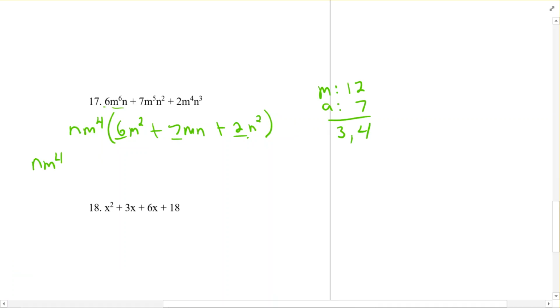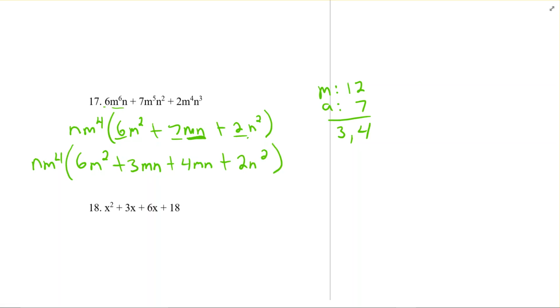This n times m to the 4. Just leave that. And we've got 6 m squared plus 3 mn, right? Because I'm just rewriting this term, so that's still going to be mn. And 4 mn. And then plus 2n squared. Okay, so I've still got n m to the 4 out, just hanging out front.